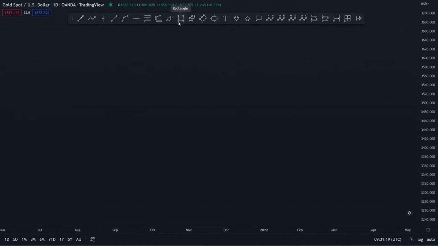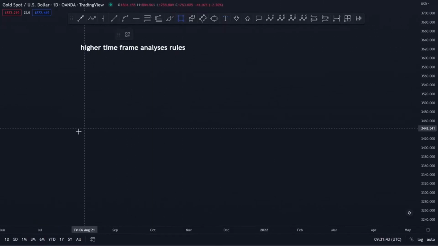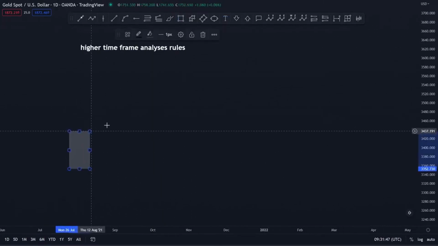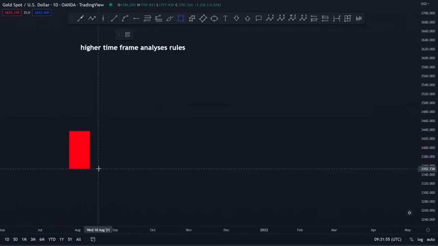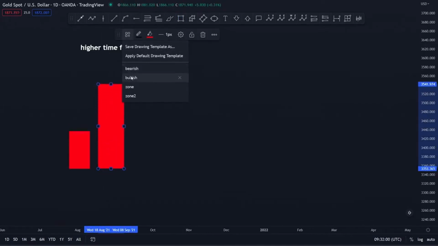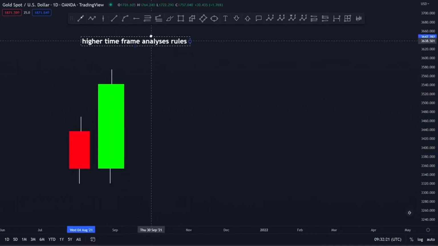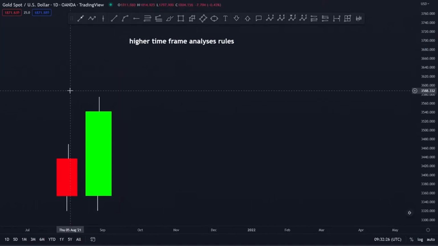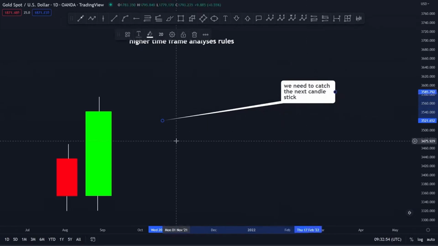The only thing that you need in the higher time frame is this. When you want to analyze the market on the higher time frame, guys, what you need is an engulfing candle like this, or bearish, and then you will have a bullish candle here. Let's do something like this. So on this higher time frame, guys, you need to catch the next candlestick. This is what we need in the higher time frame. We need to catch the next candlestick.